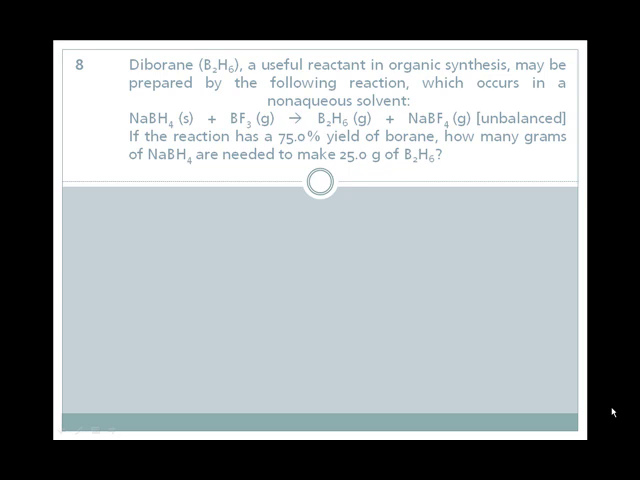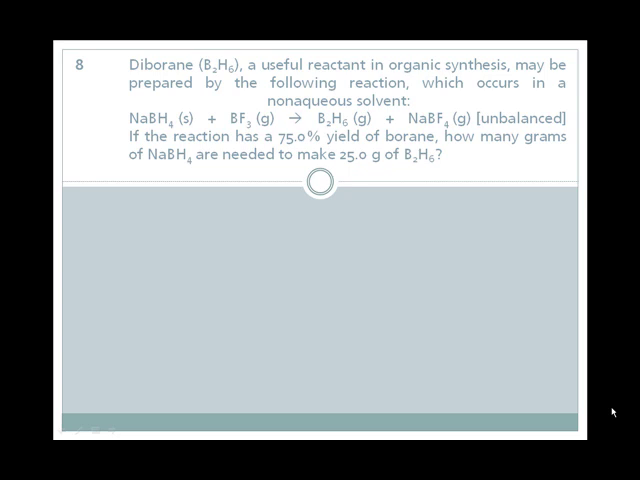Diborane is a useful reactant in organic synthesis, and it may be prepared by the following reaction, and this occurs in a non-aqueous solvent. Non-aqueous means not using any water. You are given an unbalanced equation, and you are asked if the reaction has a 75% yield of borane, how many grams of sodium borohydride are needed to make 25.0 grams of diborane.